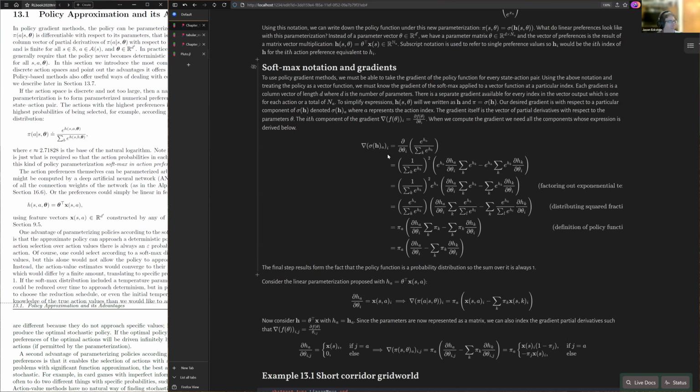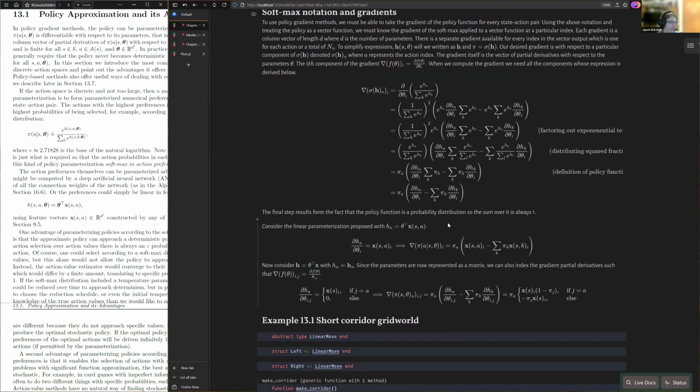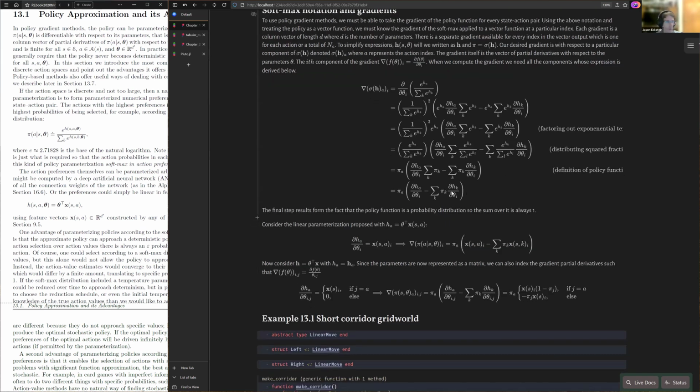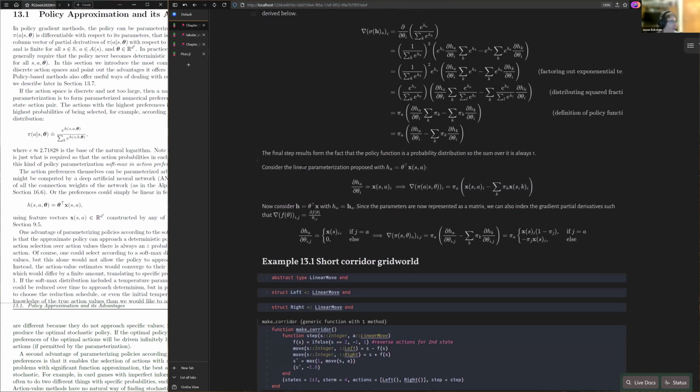Now, this applies in general, it doesn't matter what h is, but we can now consider what this expression looks like if we have the linear case, where the preference function h is just this dot product, like I mentioned before.